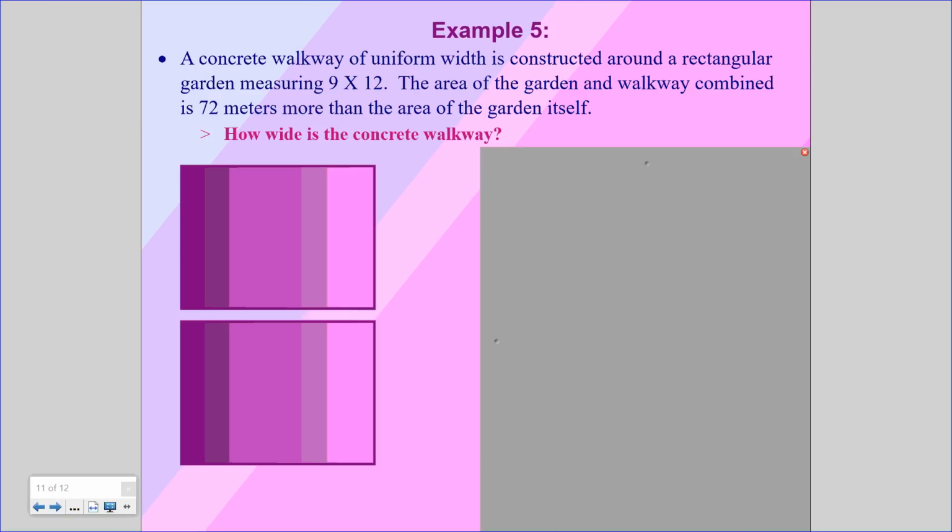All right, and here's our last example problem. A concrete walkway of uniform width is constructed around a rectangular garden measuring 9 by 12. The area of the garden and walkway combined is 72 meters more than the area of the garden itself. How wide is the concrete walkway?